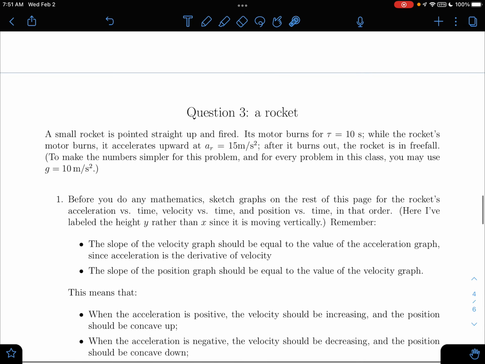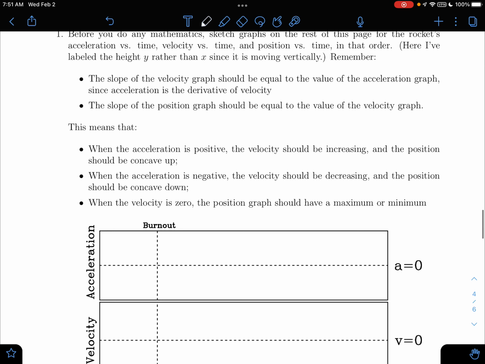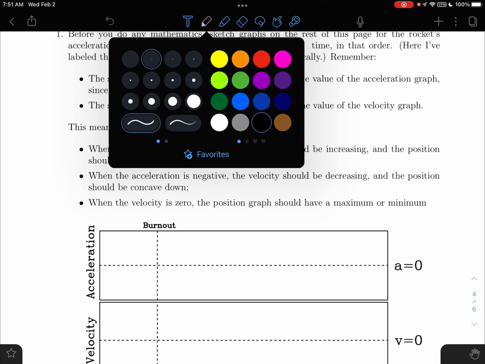Now let's move on to the next question, a rocket, all right? So we start with a rocket. It burns for 10 seconds at 15 meters per second squared, right? And then it's in free fall, right? And then g equals 10, which hurts my heart, but we'll use it for today just for simplicity's sake, right?